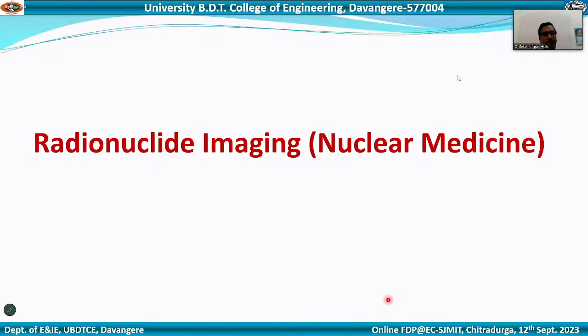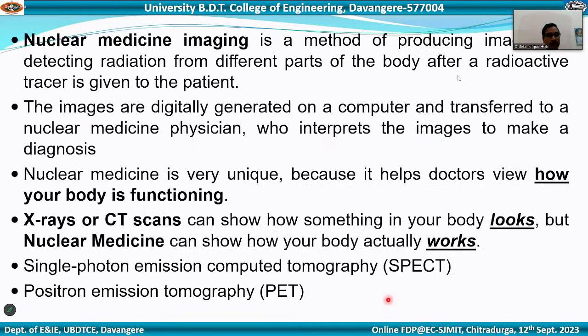So radionuclide imaging, nuclear medicine. What is this altogether? What do we do in nuclear medicine imaging? We inject certain radioactive substances. Any radioactive element has a half-life, in the sense that they start disintegrating. During the disintegration, they emit certain particles. That particle may be an alpha particle, a beta particle, or gamma particles.